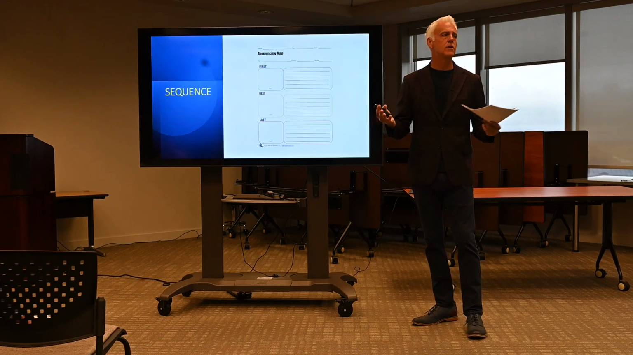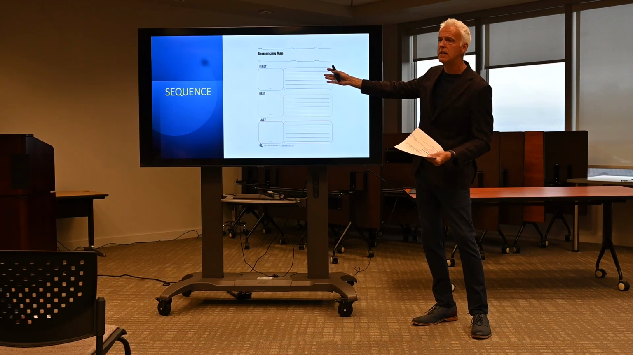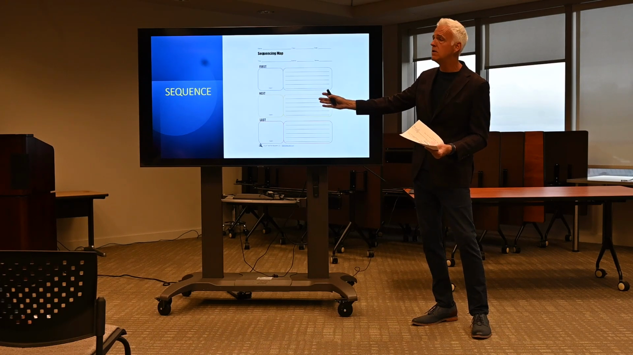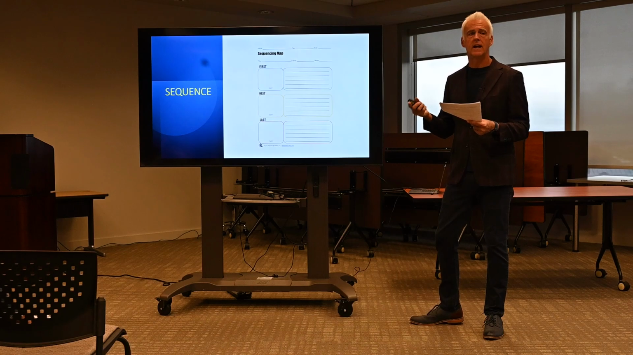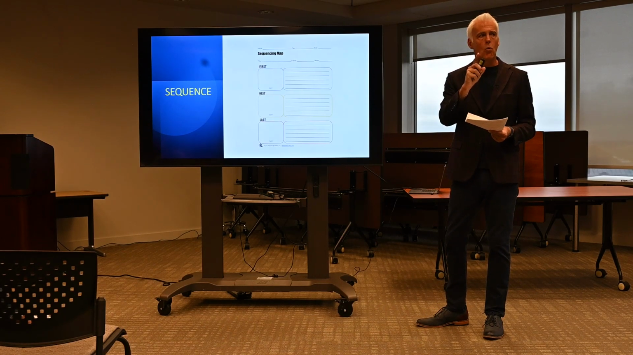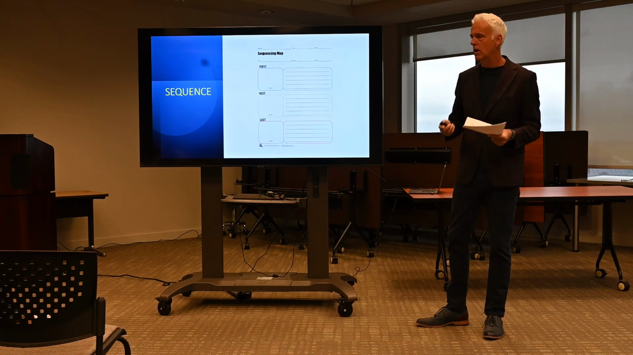Let's say you're talking about how to do a recipe. Well, that's the first thing I need to do, and then there's the second thing I need to do, and there's the third thing I need to do, and now I've got a cake, right? There's a sequencing, and the brain wants to see information in an organized way.